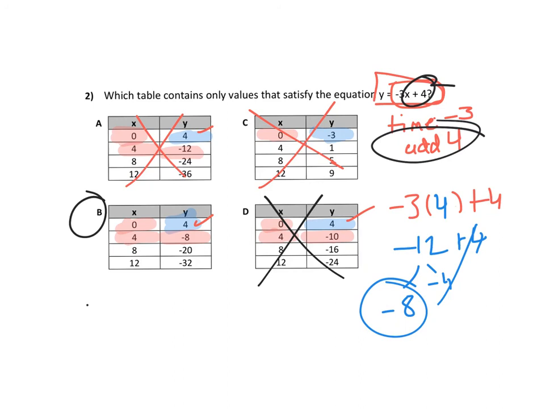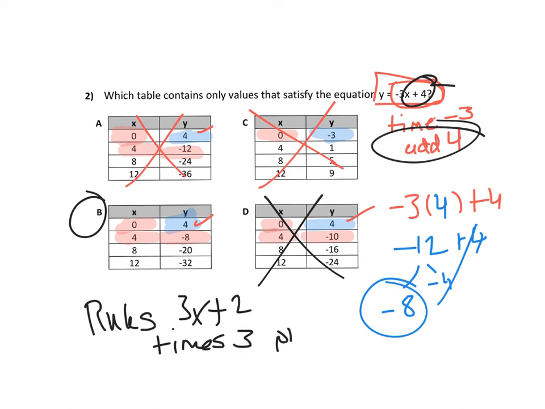As a recap, we talked about rules. The rule of 3x plus 2 would mean times 3 plus 2. That's the rule. That's the steps I have to follow. And then we substitute in something for x, follow the rule, and see if it gives me y.